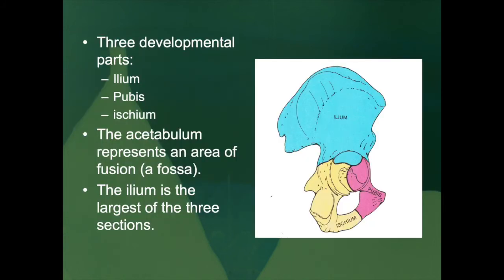So again, as you already now know, there are three developmental parts and they unify or fuse in that acetabulum. Now the acetabulum of the pelvic girdle is important because it is where we find the hip joint, which is a ball and socket joint. Basically, you have the head of the femur fitting into this cup-like depression. The shoulder is another good example where we have the glenoid cavity and the head of the humerus.